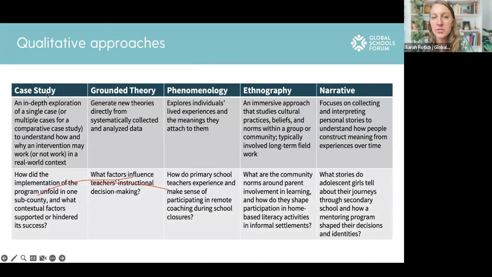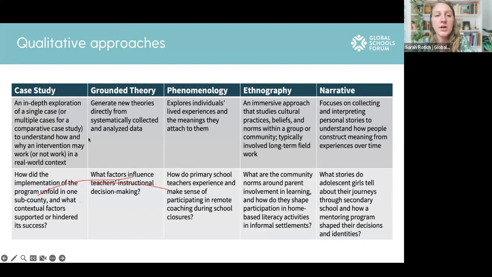A case study approach in qualitative research is an in-depth exploration of a single case, or if you want to do some comparisons, you might have multiple cases. And the idea is to understand how and why an intervention works or doesn't work in a real-world context. So an example of a question that could be answered with a case study might be, how did the implementation of a program unfold in a particular sub-county? And what contextual factors supported or hindered its success. So here you're really looking for a 360-degree view of a specific case and context.